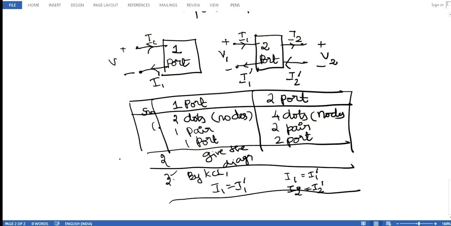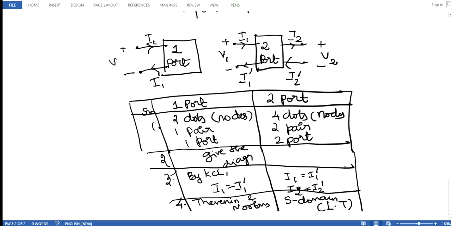And coming to the fourth one. The fourth one we can tell will be: if a one port problem is given, you can solve it by using Thevenin's and Norton's theorem. And for a two port, if the problem comes on a two port network, it may be solved using S domain. S domain means what you immediately strike in your mind? That is very good. It is called Laplace transform. So Thevenin and Norton's theorem, and here it is S domain, Laplace transform. So these are the four main differences between one port and two port networks.